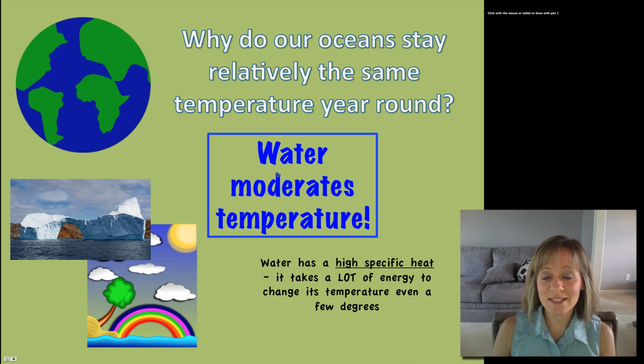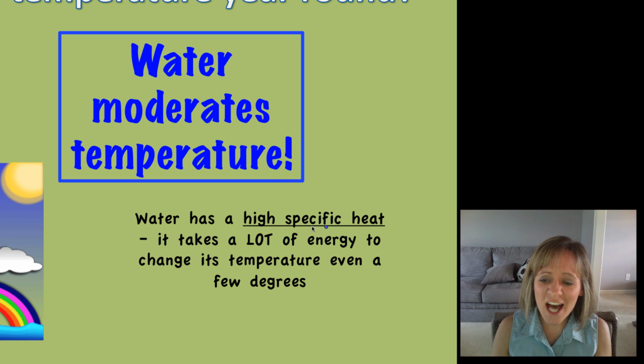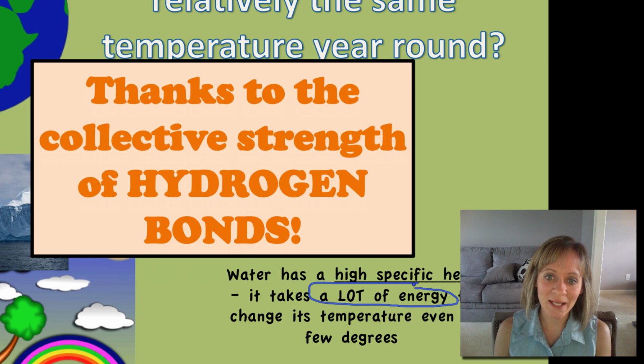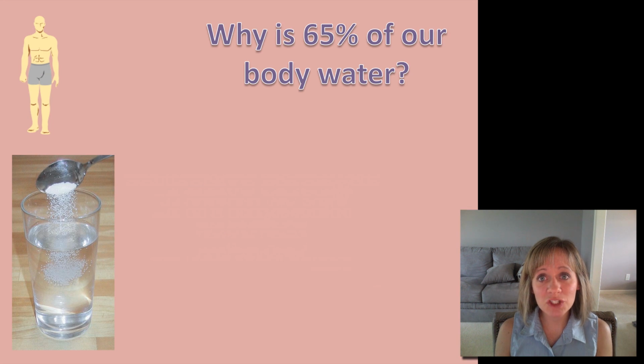And the reason for this is that water has a high specific heat. This simply means it takes a ton of energy to even change water's temperature even just a few degrees. And again, you might be wondering, well, why? And the answer goes back to those hydrogen bonds. It is so hard to break that collection of hydrogen bonds in the ocean. So hard to break all those bonds. It takes a lot of energy to do that. So because of that, the temperature stays relatively the same. So water moderates temperature.